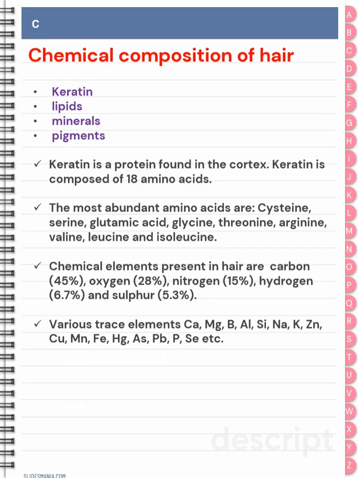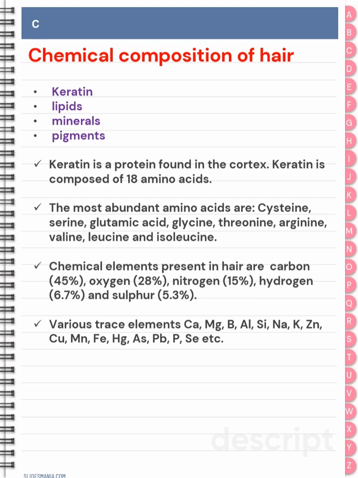Chemical composition of hair: keratin, lipids, minerals, and pigments. Keratin is a fibrous and helical protein. Keratin is synthesized by keratinocytes. Keratin is insoluble in water, and thus it is waterproof and protects the hair. Keratin is made up of mainly 18 amino acids. The most abundant amino acids are cysteine, serine, glutamic acid, glycine, threonine, arginine, valine, leucine, and isoleucine.